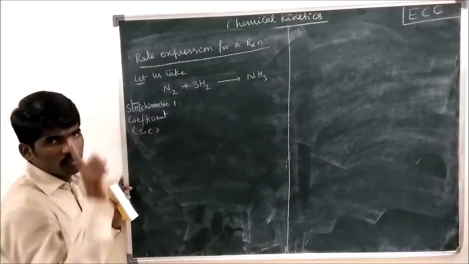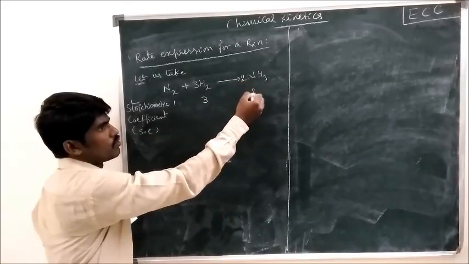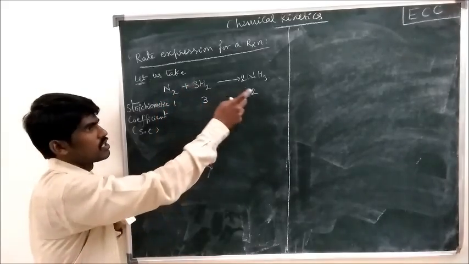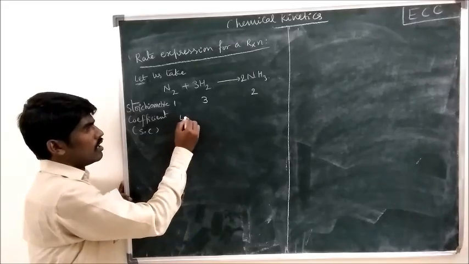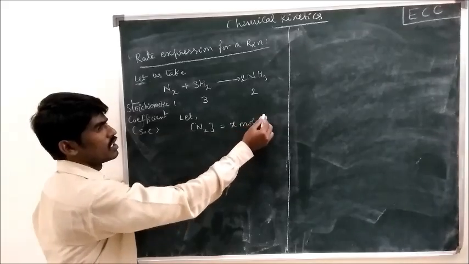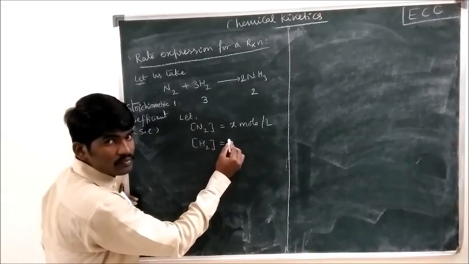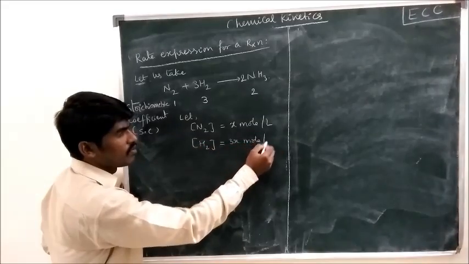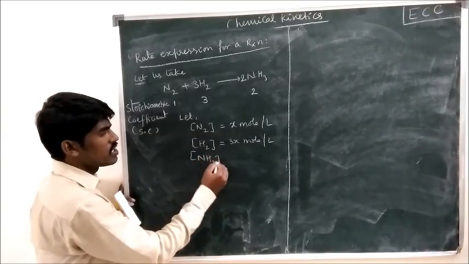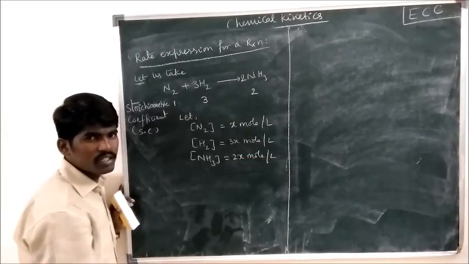For nitrogen it will be 1 mole of N2. How many moles of hydrogen, children? 3 moles. And it will give you 2 moles of ammonia. This is the stoichiometric coefficient of nitrogen, this is the stoichiometric coefficient of hydrogen, and this is for ammonia. Let us consider that the nitrogen concentration is x mole per liter. Then the hydrogen concentration will be equal to 3x mole per liter. Similarly, the ammonia concentration will be equal to 2x mole per liter.